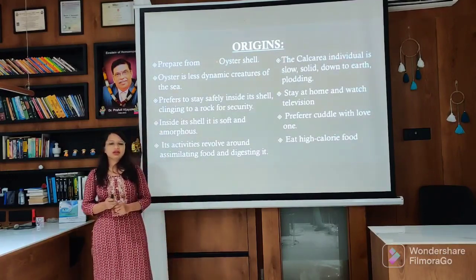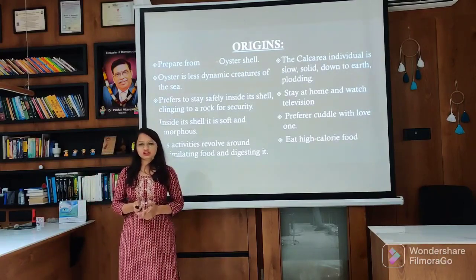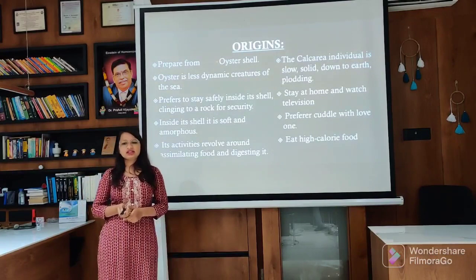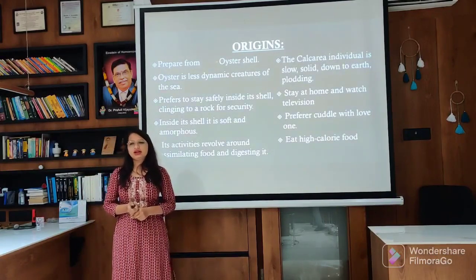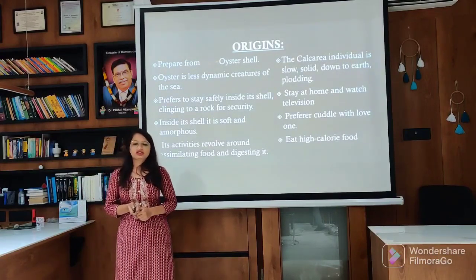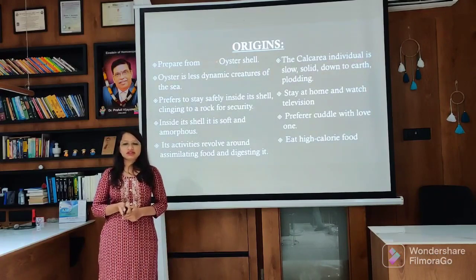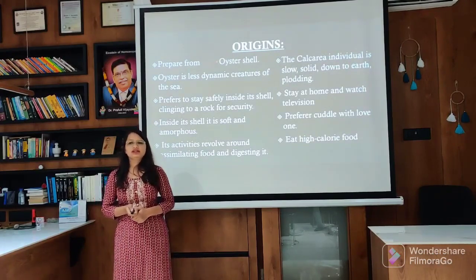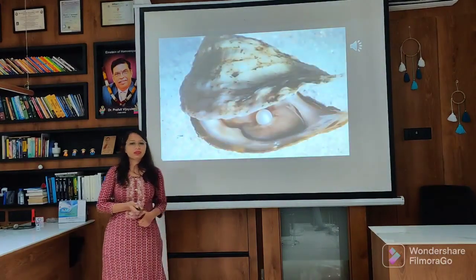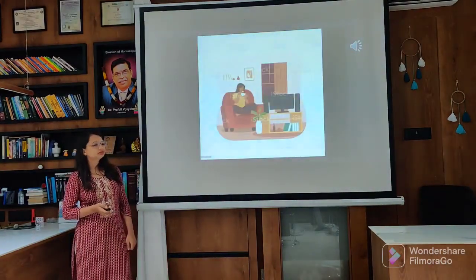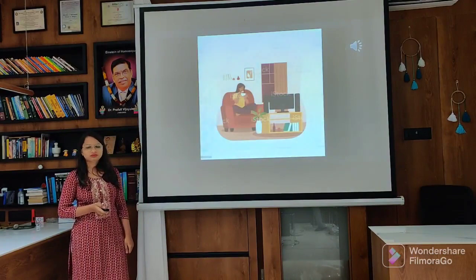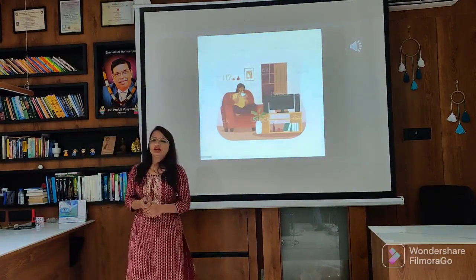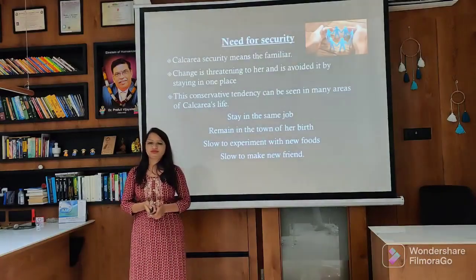The Calcarea person is the same as the oyster. The Calcarea individual is slow, solid, down to earth, and probing. Stays at home and watches television. Prefers to cuddle with a loved one. Eats high-calorie food. They revolve around the home and the shell.